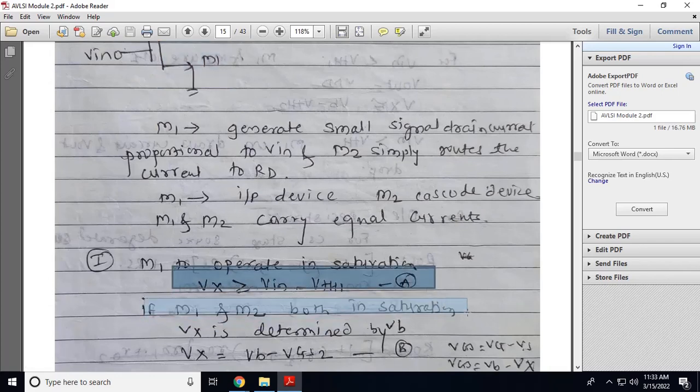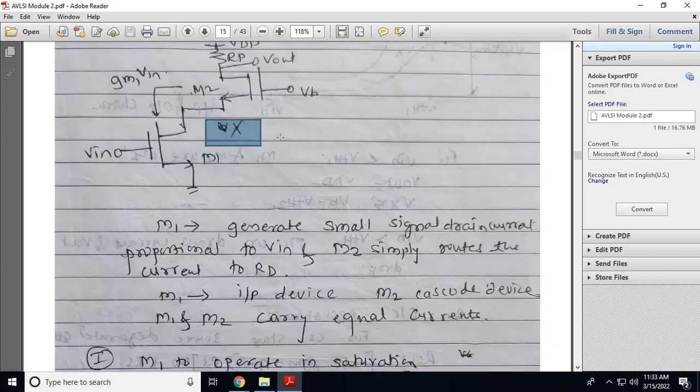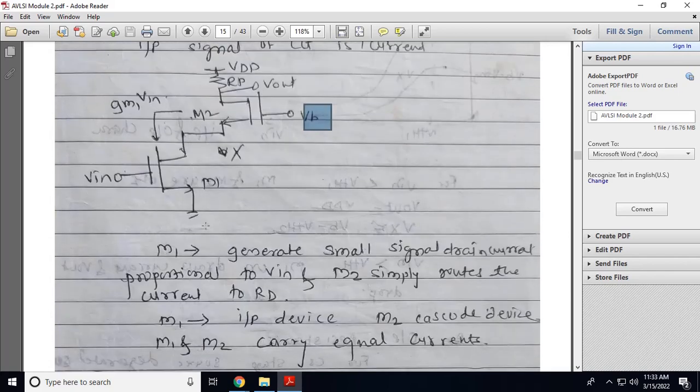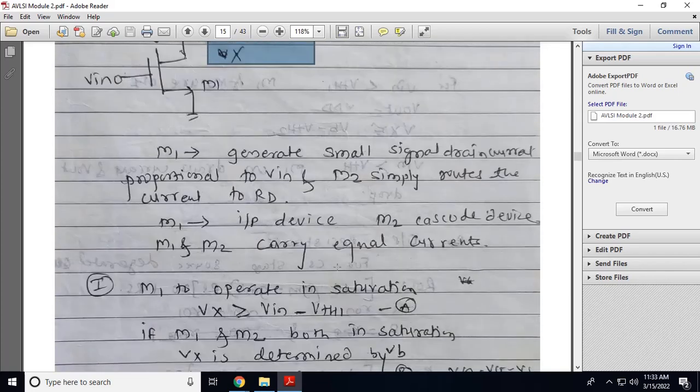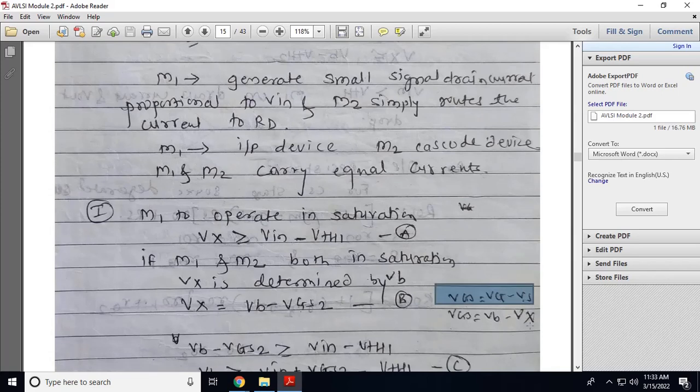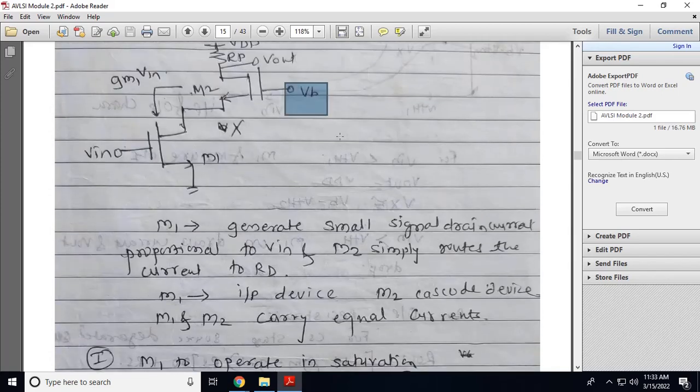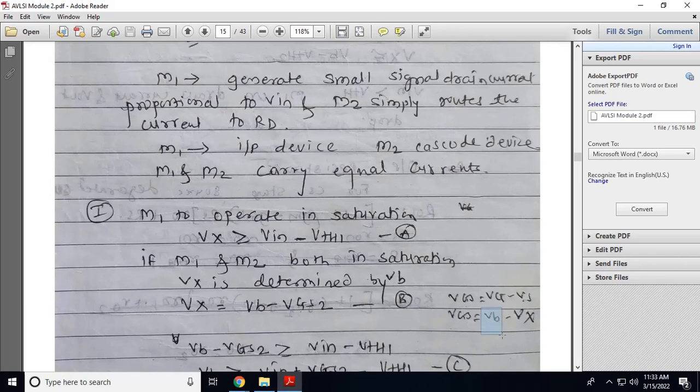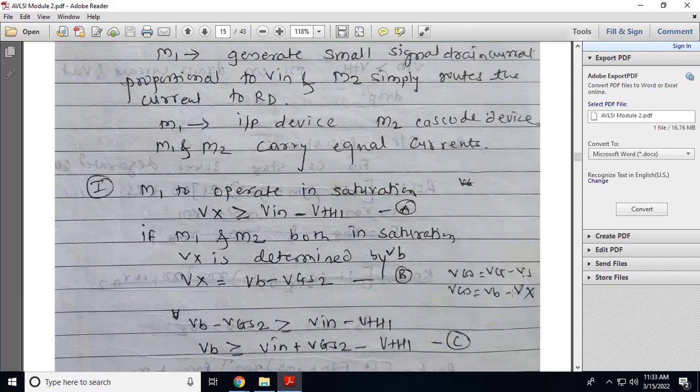If M1 and M2 are both operated in saturation, Vx is determined by Vb. This voltage at the drain is determined by the gate voltage. So we can write the VGS equation for MOSFET 2. VGS means voltage at gate minus voltage at source. In this case the voltage at gate is Vb and the voltage at source is Vx. So from this equation, Vx is equal to Vb minus VGS2, equation B.